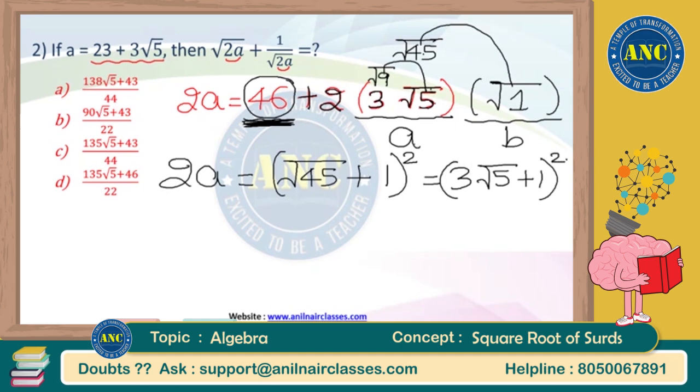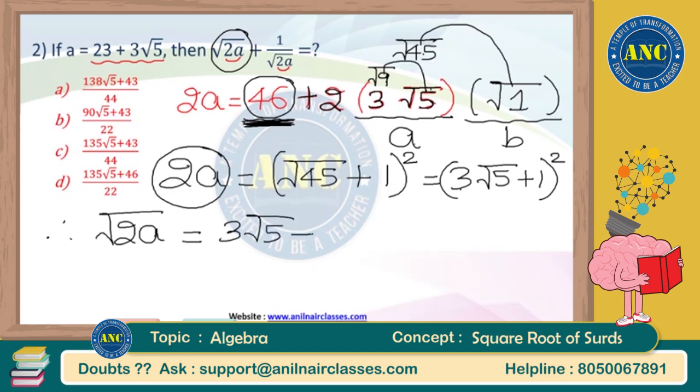Now (3 root 5 plus 1) whole square is the value of 2a, but I want root of 2a. So finally I can write root of 2a is equal to root of (3 root 5 plus 1) whole square, or it is 3 root 5 plus 1 finally. Now, root of 2a is 3 root 5 plus 1.